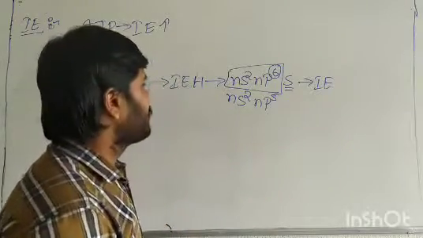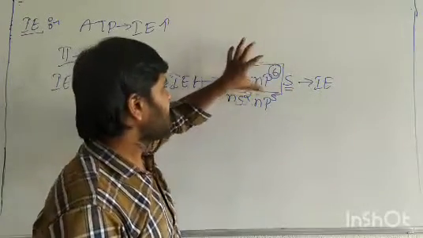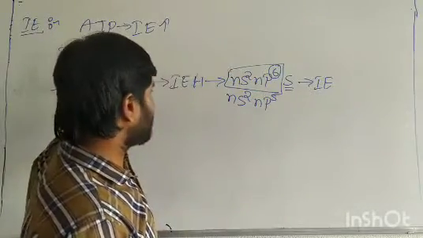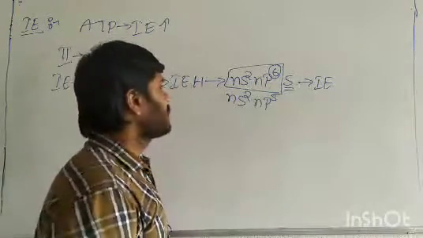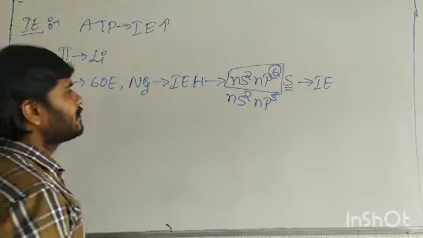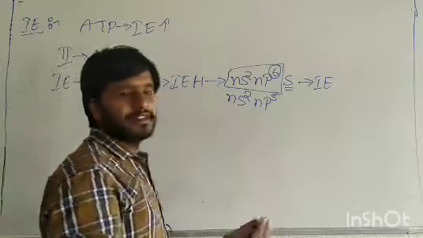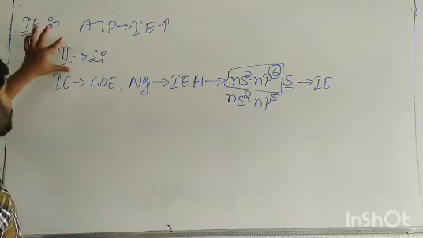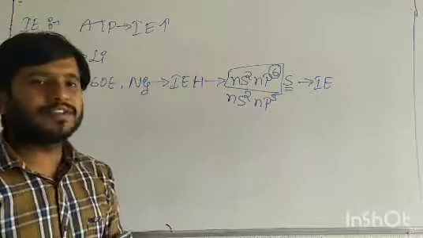For the conversion of ns2 np6 to ns2 np5, this configuration is highly stable, and this is for noble gases. For the conversion from p6 to p5, we need more energy because this is a highly stable configuration. And one more thing, this configuration consists of filled orbitals.